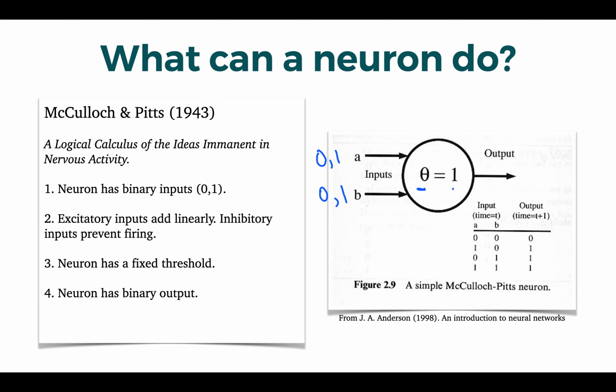Now, they also say that a neuron has binary output. Now, we know that that's not true. It's not 1 or 0 all the time. We know that output gets a lot stronger when you repeatedly stimulate a neuron. We know that it's not an on-off switch. It's more like a dimmer. But okay, for the sake of their model, your output is either going to be 0 or 1.